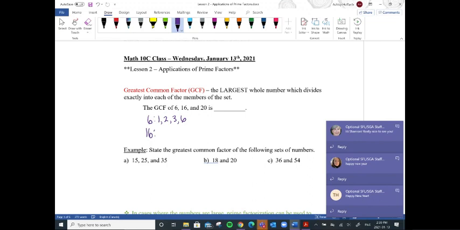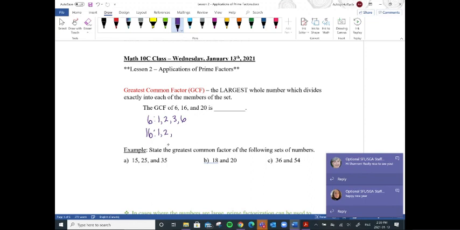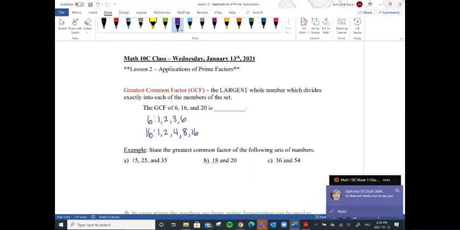Factors of 16 would be 1, 2, 4, 8, and 16. I don't think I missed anything there. And then 20 would be 1, 2, 4, 5, 10, and 20.